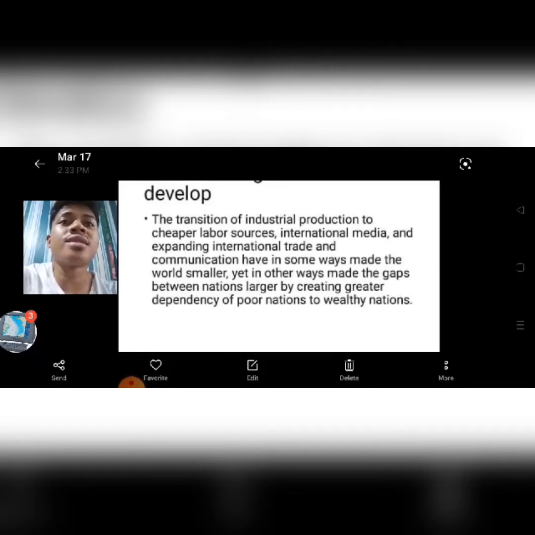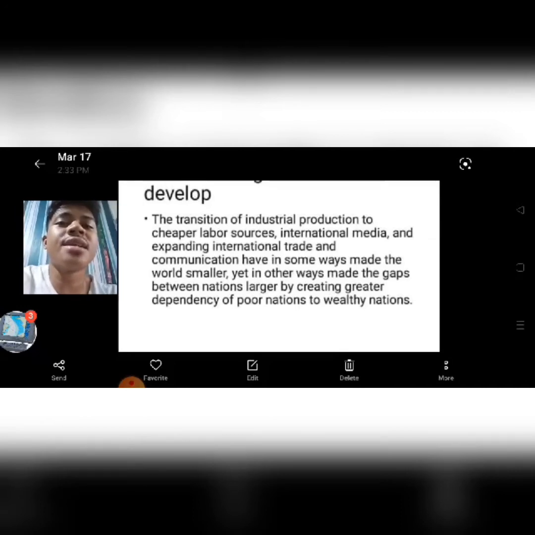So the north is considered as the high income countries such as Norway, Australia, New Zealand, Japan. But the global south is called poor, in Africa, Latin America, Asia.